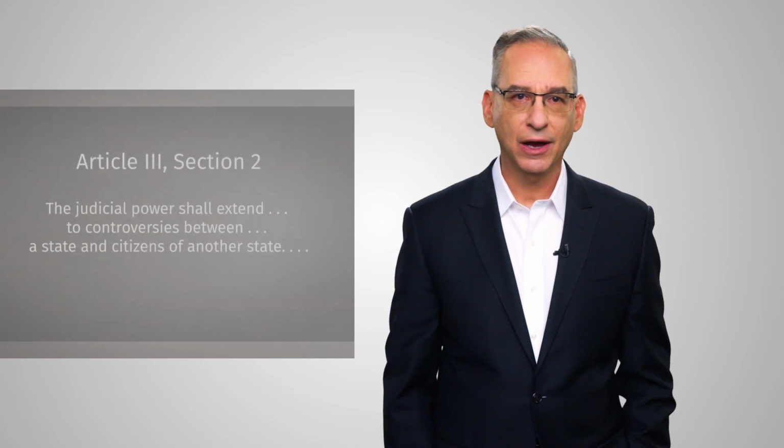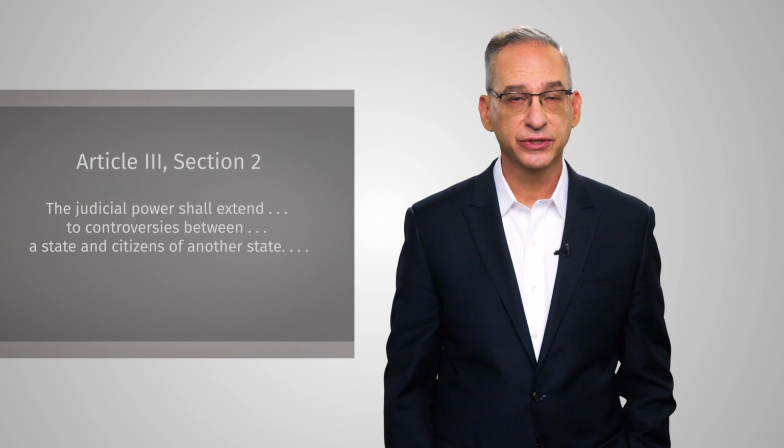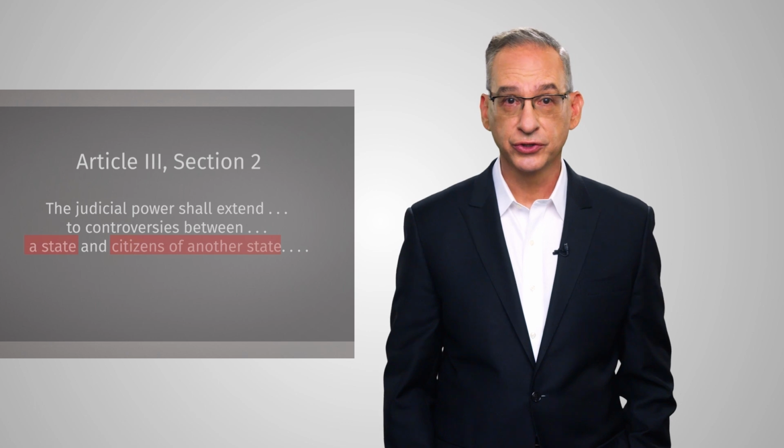This suit raised an important question of first principles. Could Chisholm even sue Georgia? Article 3, Section 2 lists several heads of the federal court's jurisdiction. One portion of this clause provided that, quote, "The judicial power shall extend to controversies between a state and citizens of another state." Chisholm, a citizen of South Carolina, sought to sue Georgia, another state.